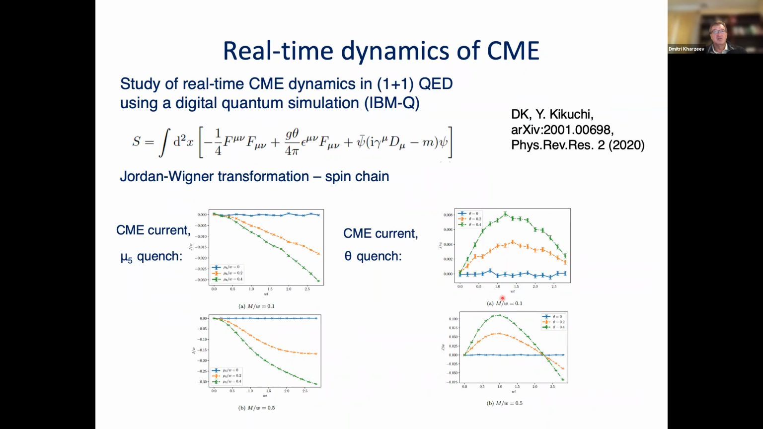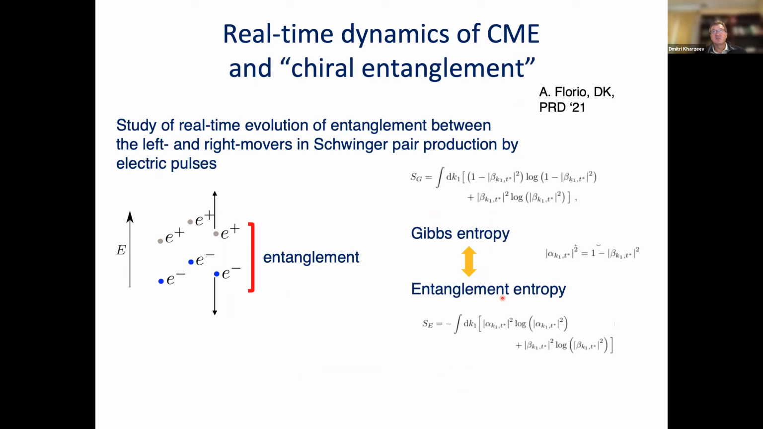We also did quantum simulations of the CME current itself. And the last thing which I would like to mention is our recent work with Adrian Floyer, who is an excellent postdoc at Stony Brook, where we also looked at real-time dynamics of these currents. So we have a pulsed electric field, which produces fermion, anti-fermion pairs. And of course, in this process, let's say a positron is produced and it's entangled with an electron.